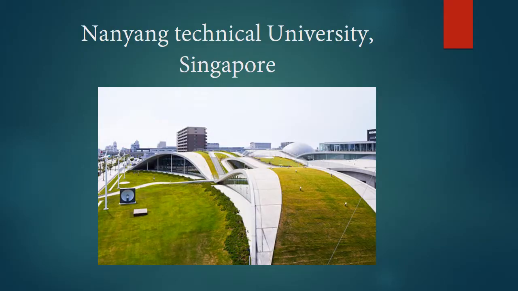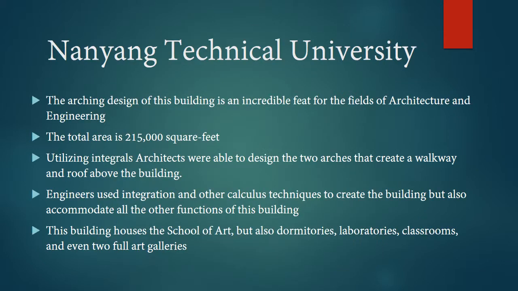The Nanyang Technical University, located in Singapore, is a great engineering feat like that of the dome roof of the Pantheon in Rome. Its curved roof is covered in turf to allow the building to maintain a cooler temperature because the average temperature in Singapore is 87 degrees Fahrenheit. On the interior, the heating and cooling system, support structures, and layout of classrooms and dorms were carefully designed to maximize space and comfort. Some other facts on this university: it has a total area of 215,000 square feet.